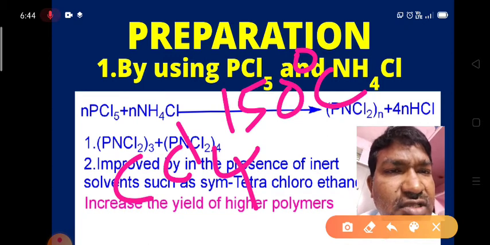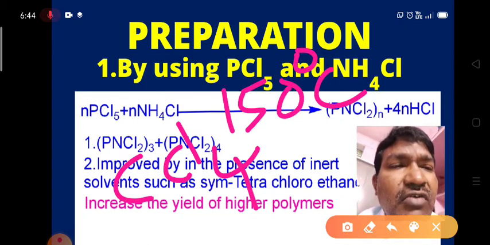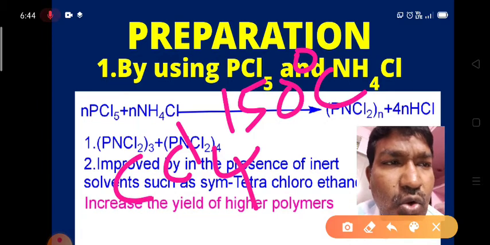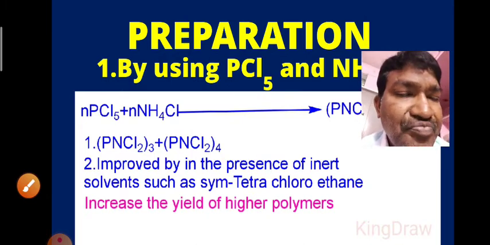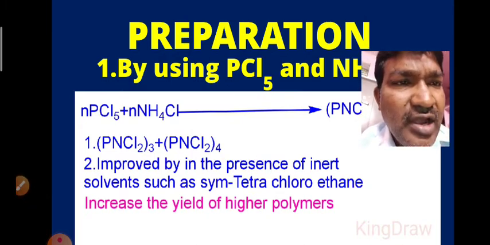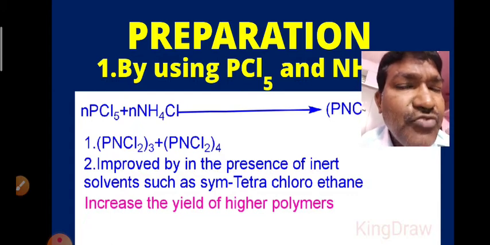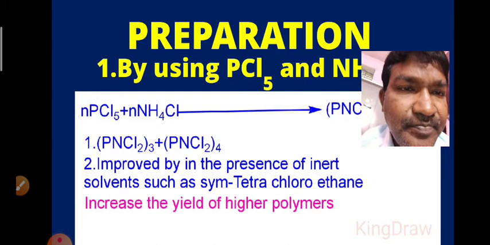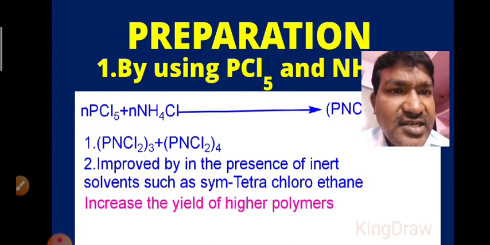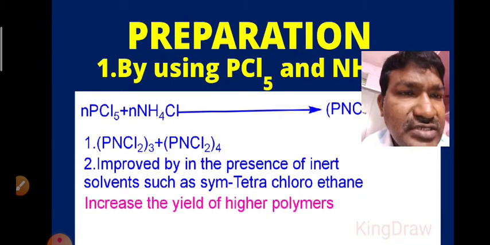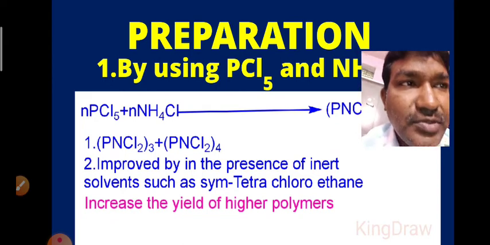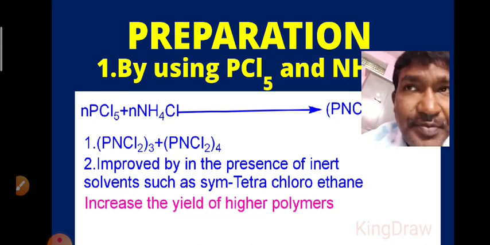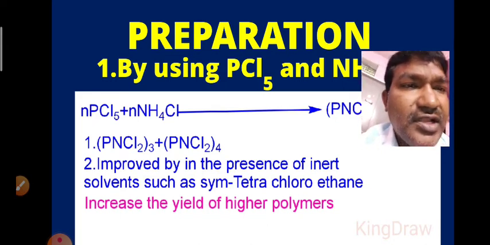And we may use some other organic solvents also. Here one more solvent is given, that is sym-tetrachloroethane. So either we can use carbon tetrachloride or sym-tetrachloroethane. Like that, we may use different inert solvents. When this reaction is conducted in the presence of inert solvents, the yield of the higher polymers increases. That means we may get pentamer, hexamer, heptamer, like that. We may get different types of higher polymers.